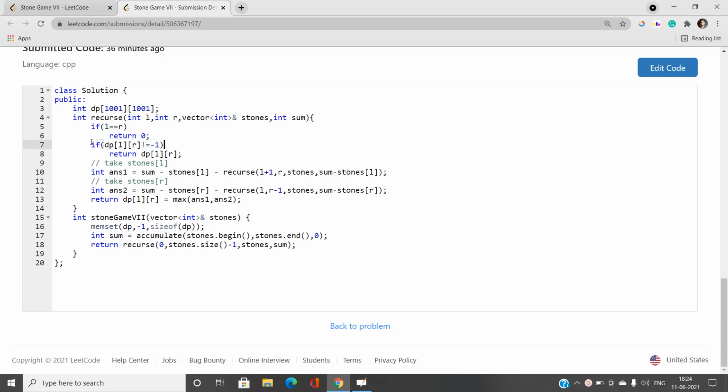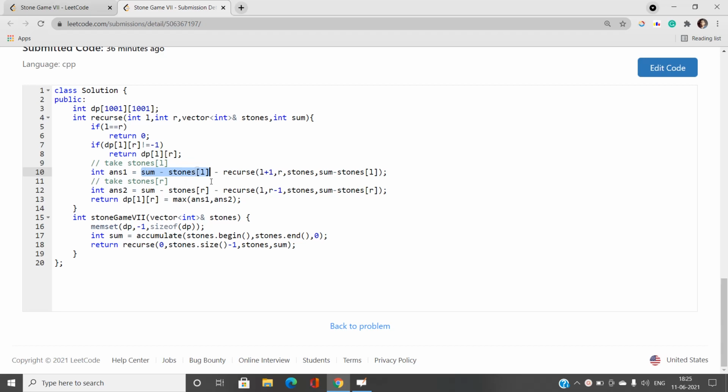Otherwise, if we have already reached that state and it overlaps, then dp of L R is not equal to -1, so I return dp of L R, because we know the maximum answer for this state. Otherwise we have some segment from L to R, and I compute answer 1: if I choose the stone at L, the leftmost stone of the current segment, then my current score is sum minus stones of L.